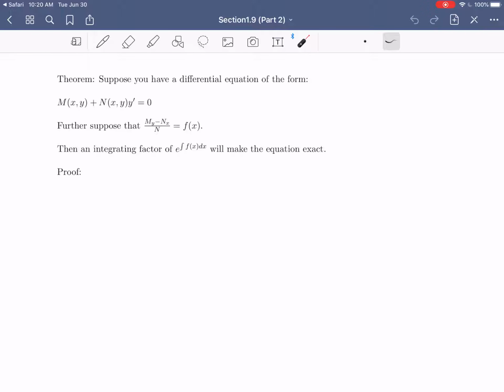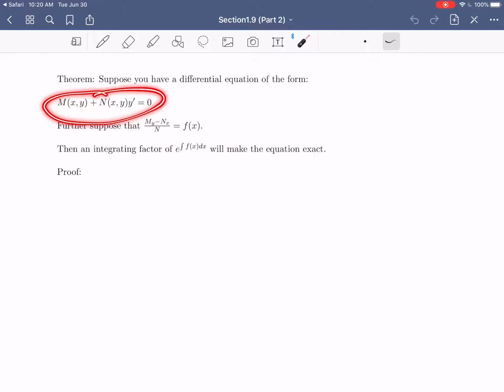So, we're going to take a look at a couple theorems here. We're going to prove this first theorem that we're going to talk about in just a moment, and then the second one has a very similar proof that we'll omit, and then we'll look at a couple examples here. So, let's suppose you have a differential equation of the form M(x,y) + N(x,y) y' = 0. So the standard format that we analyze exactness from.